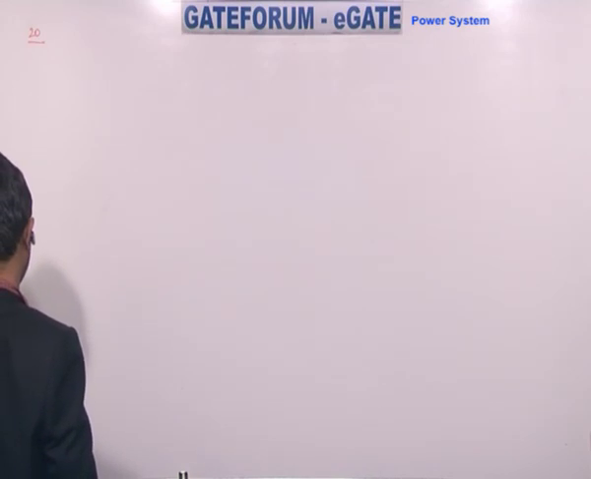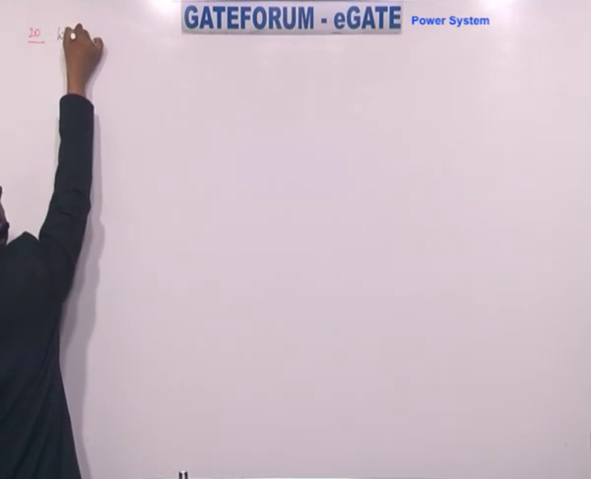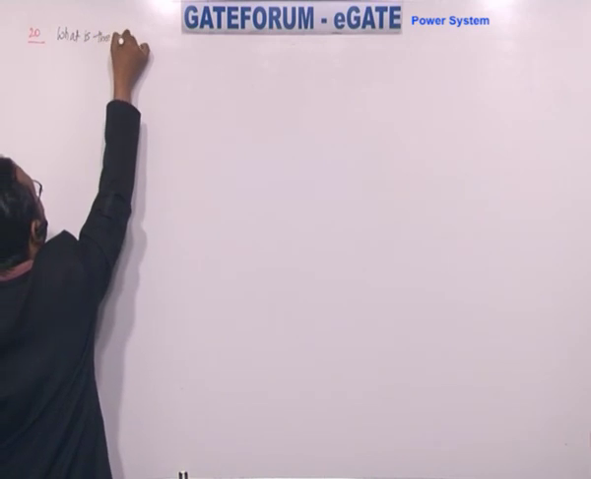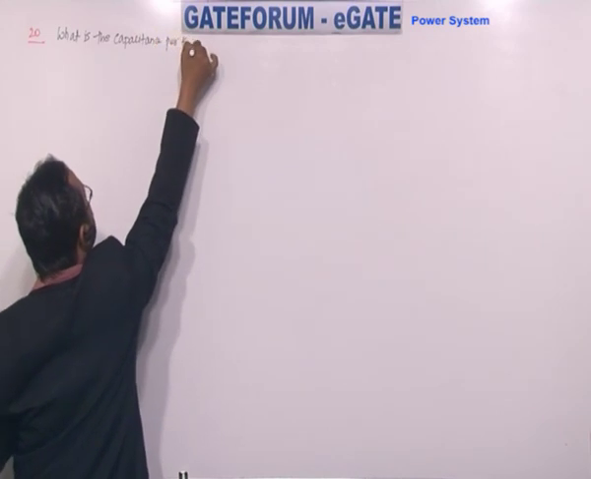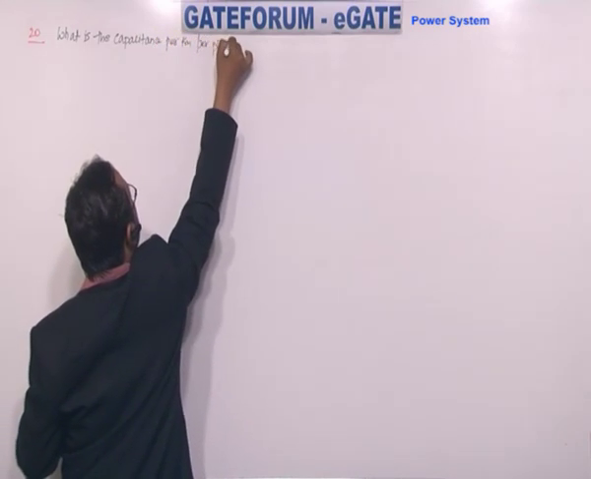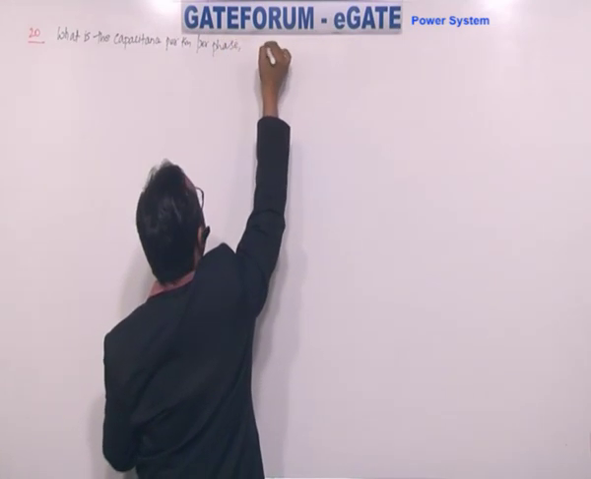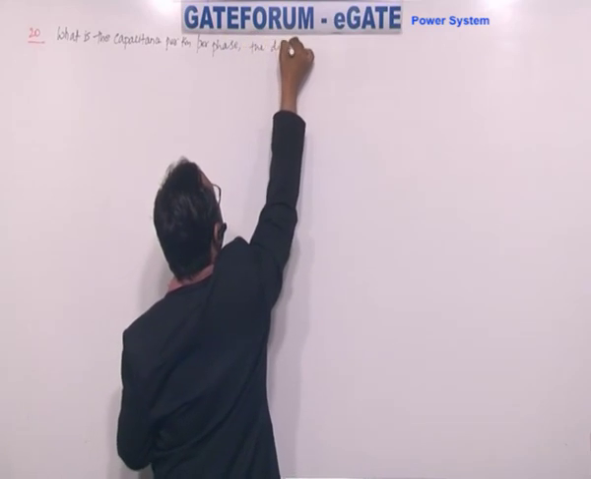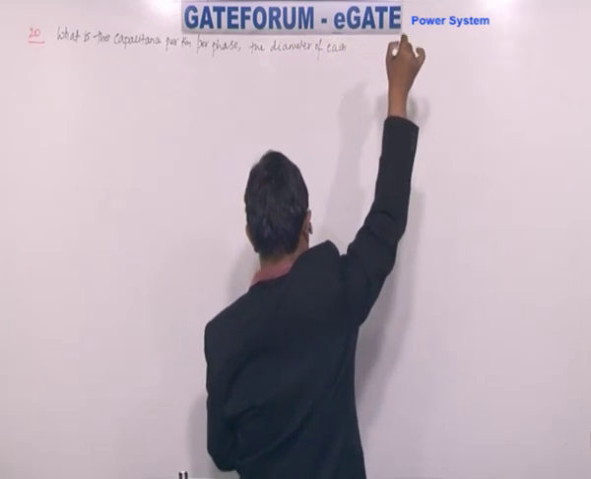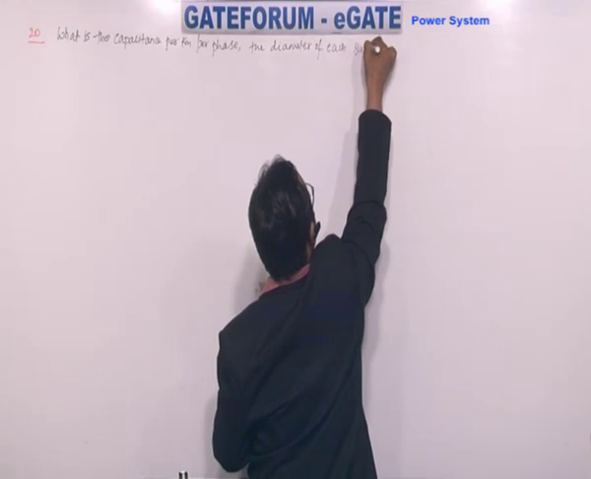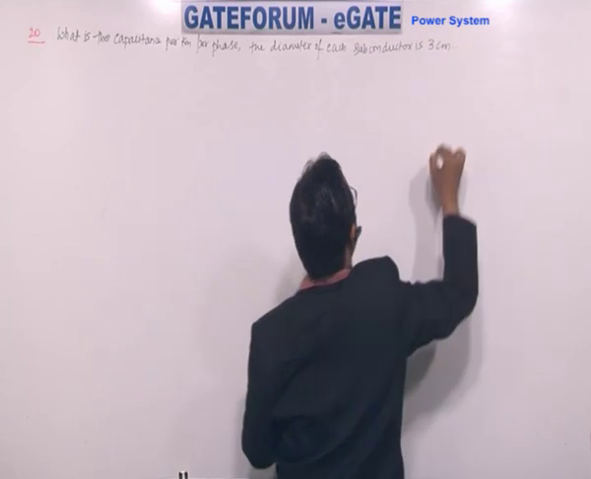Now we solve this next question. What is the capacitance per kilometer per phase? The diameter of each subconductor is 3 centimeters.